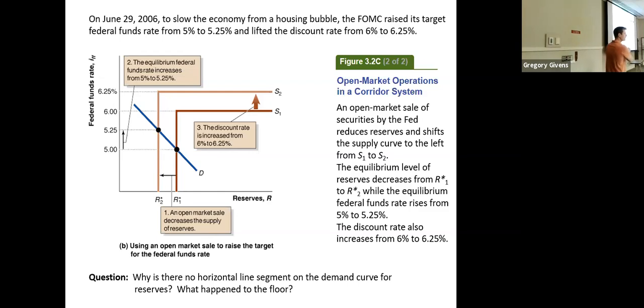Levi? Well, sort of, yeah. Look at the date. June 2006. This was before the Fed started paying interest on reserves. So effectively, the interest on reserves was zero. So in truth, this demand curve goes all the way down to the zero axis and then to the right, okay?